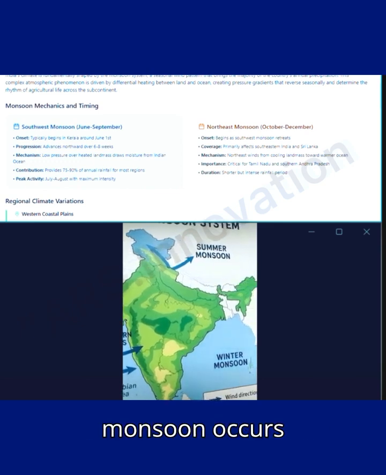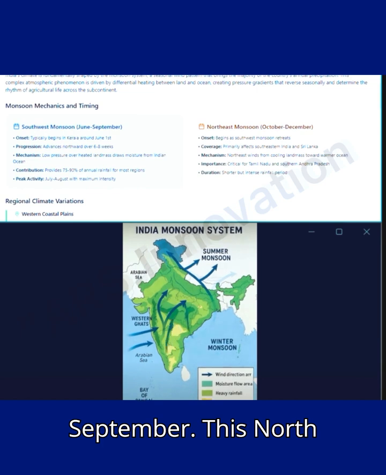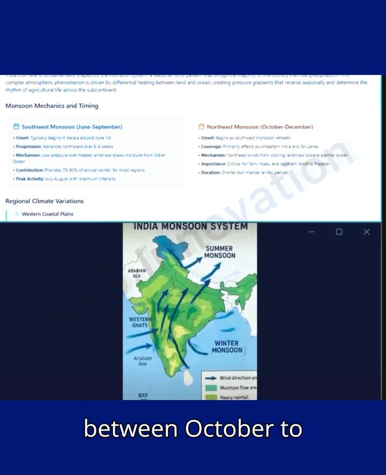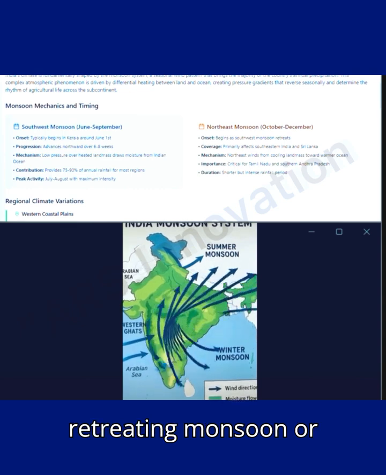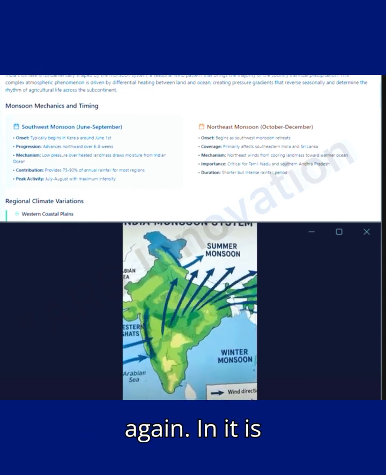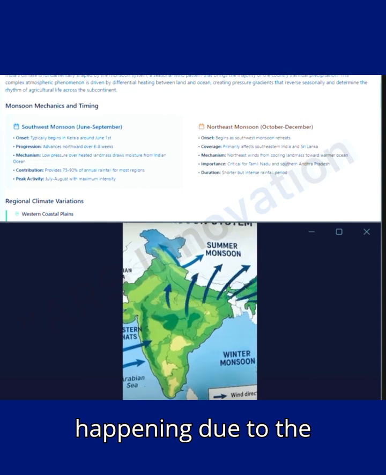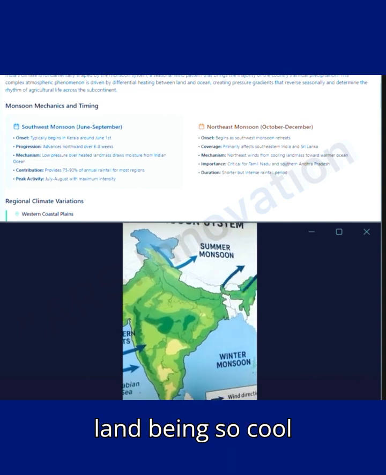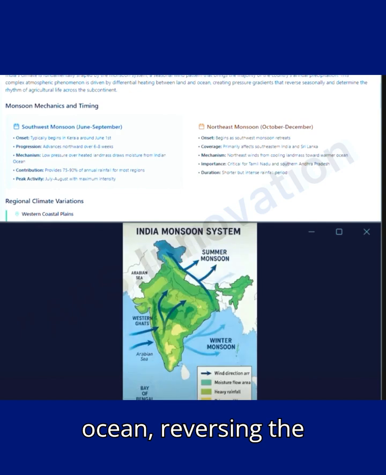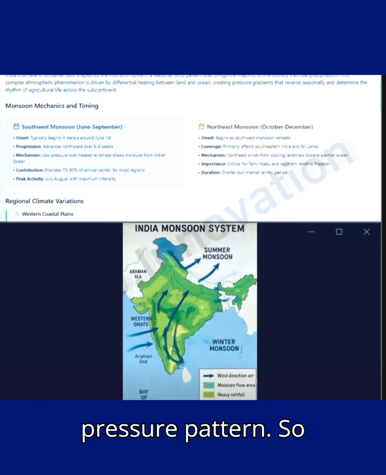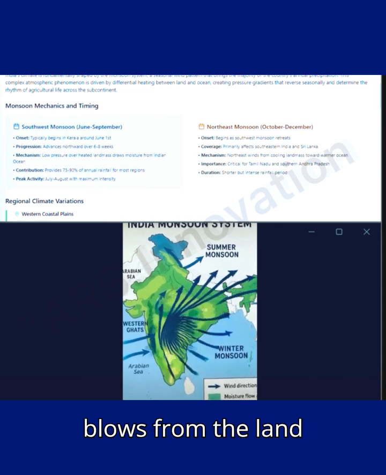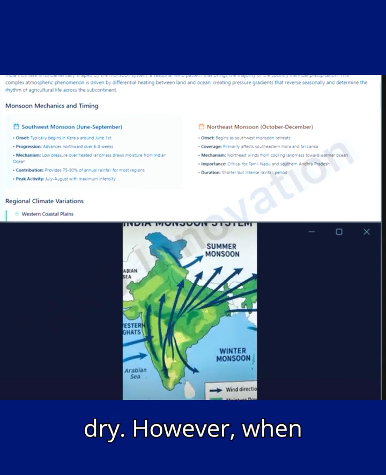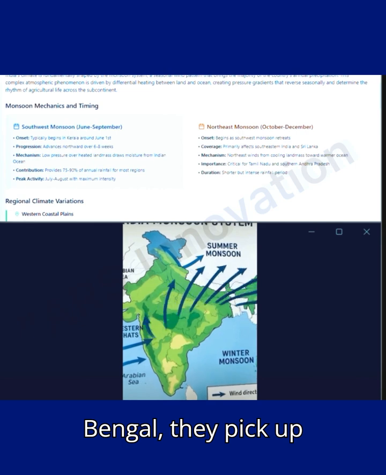Now the northeast monsoon. It occurs between October and December, while the southwest monsoon occurs between June and September. The northeast monsoon is also known as the retreating monsoon or winter monsoon. Again, it happens because the land cools faster than the ocean, reversing the pressure pattern. So what is this reversal? These winds blow from the land to the sea, and they are dry.